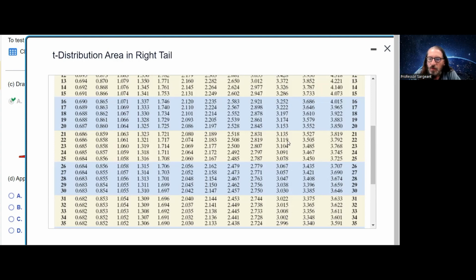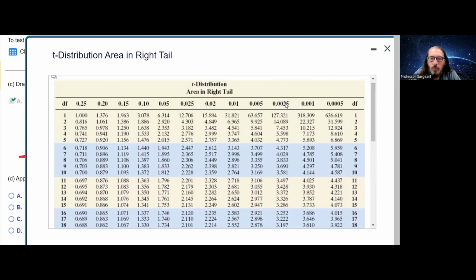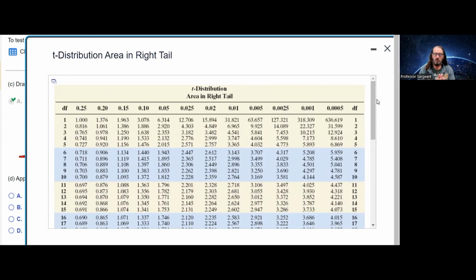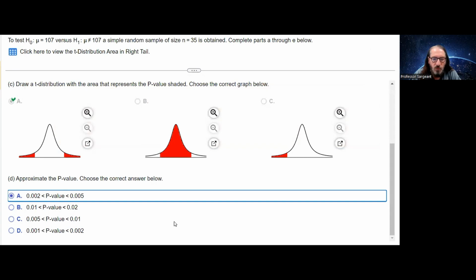Let's keep track of the columns we're in. That would bring us up to these two. Notice that that area or probability is smaller than that one. Also, these need to be doubled because this is only talking about the right tail, and this is a two-tailed test. So double this, 0.002, double this, 0.005. That's the first option.